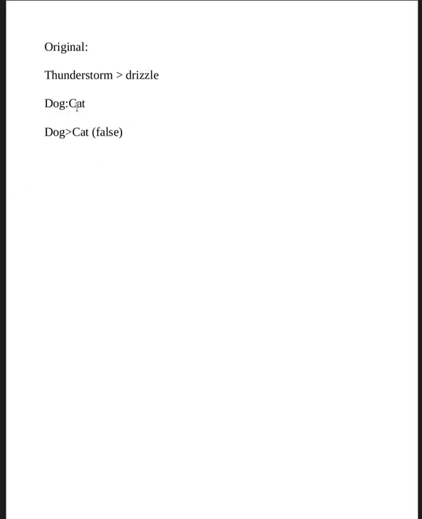Let's try dog to cat. Well, is a dog a big giant cat? No. This one works. A battleship is greater than a rowboat. A battleship is a big, huge rowboat. Yeah, it's kind of like a rowboat, but 9 million times the size.